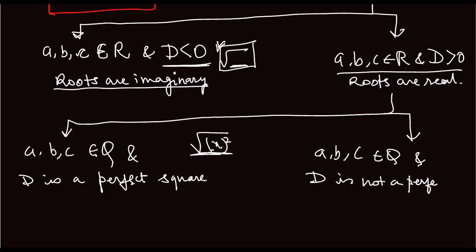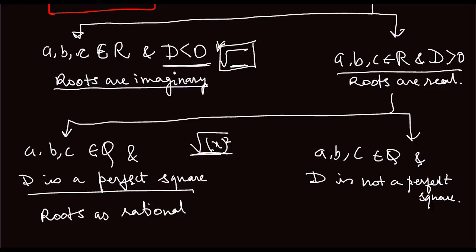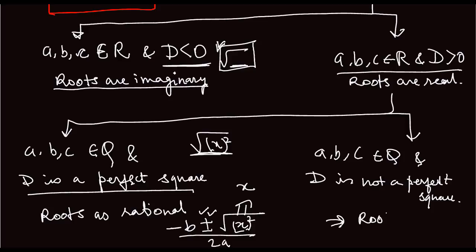When D is a perfect square, when this is satisfied, then we have roots as rational, because that will be minus b plus minus root of x square, let's say x is the term, upon 2a. So this will give you mod x, or x in this case. So minus b plus x upon 2a and minus b minus x upon 2a.